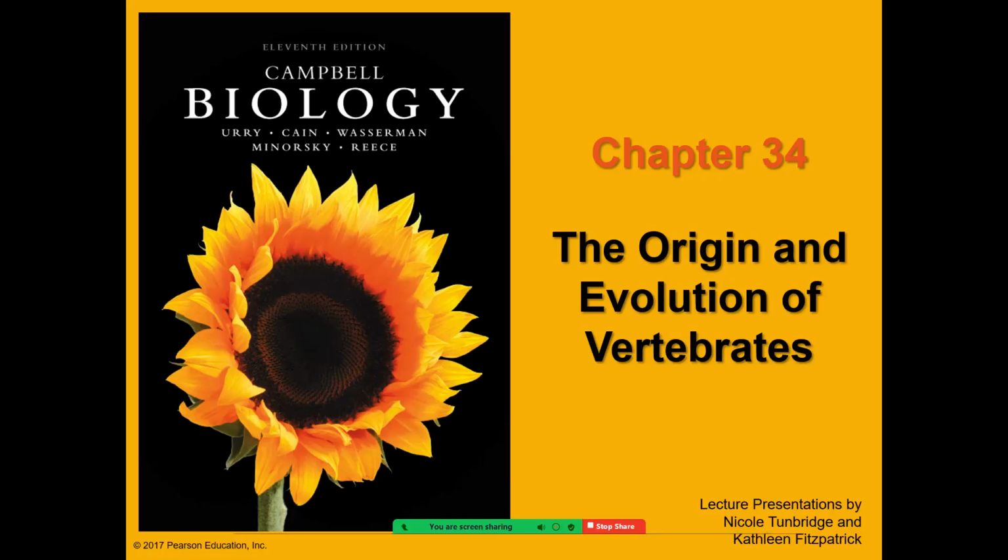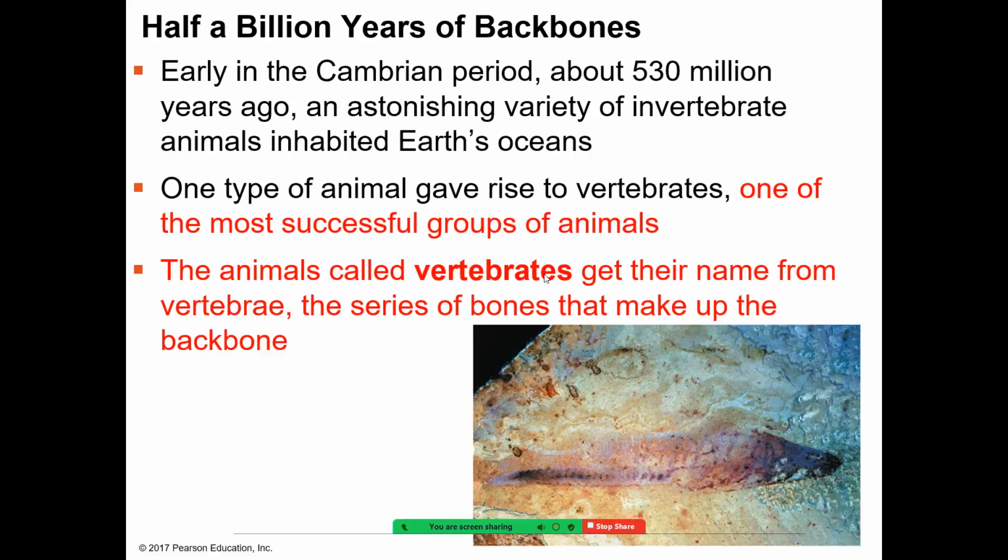Welcome to part 1 of chapter 34, which is on the origin and evolution of vertebrates, of which we are one. So early in the Cambrian period, and remember we talked a little bit about this, the Cambrian explosion, which was about 530 million years ago, there were a lot of invertebrate animals that inhabited the Earth's oceans. One of these species of invertebrate animals gave rise to the vertebrates.